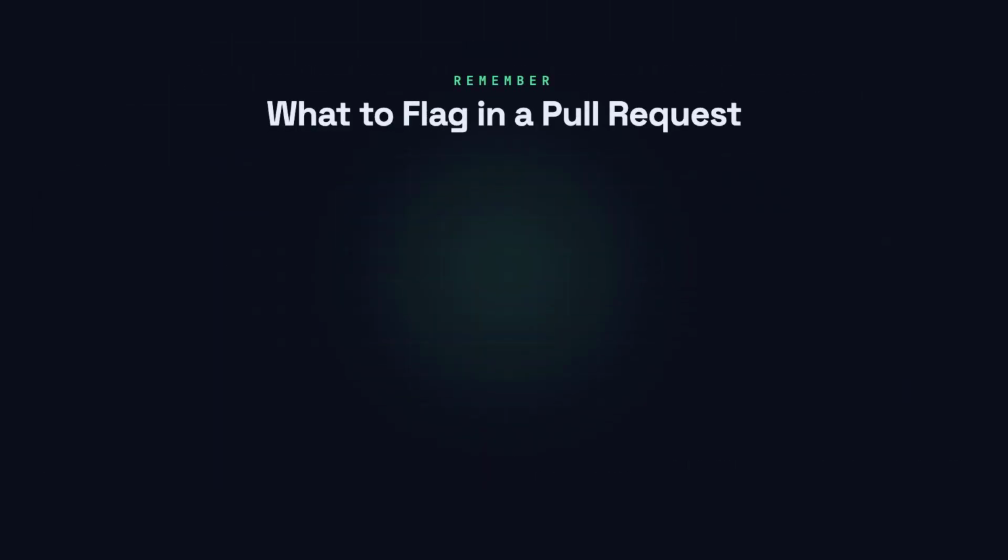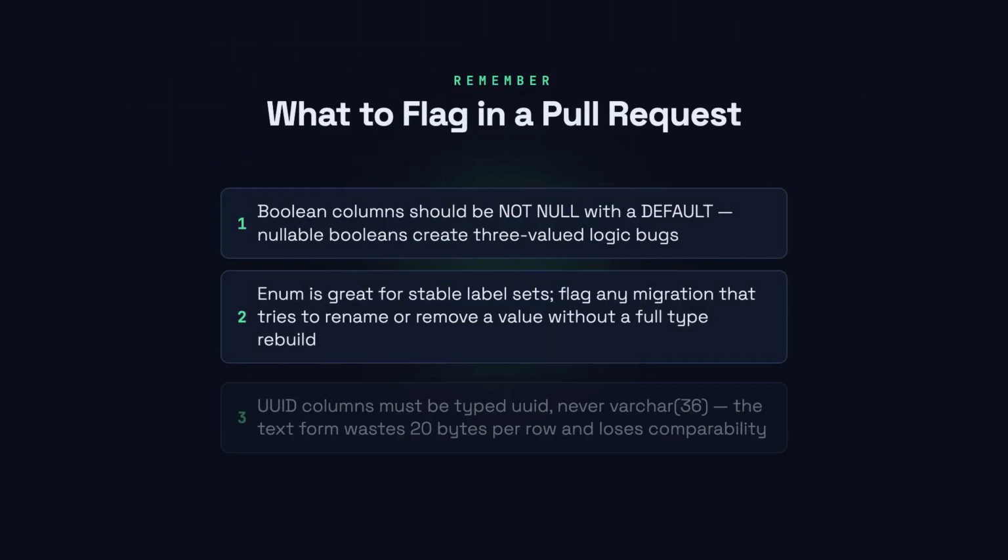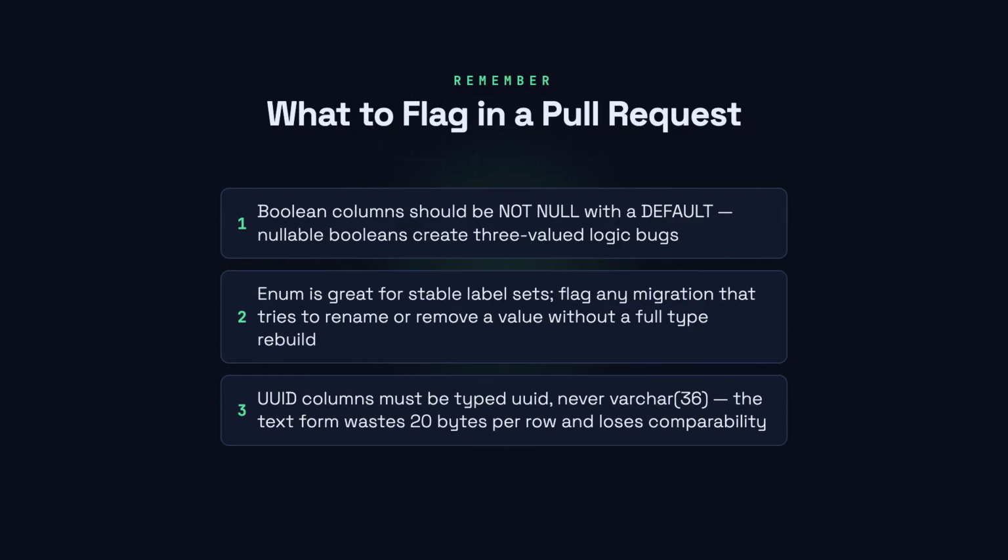3 things to remember. Boolean should be not null with a default. Enum changes that remove or rename values require a full rebuild, and UUIDs belong in a UUID column, never in varchar. Spot those 3 and you will catch most data type mistakes at review time.